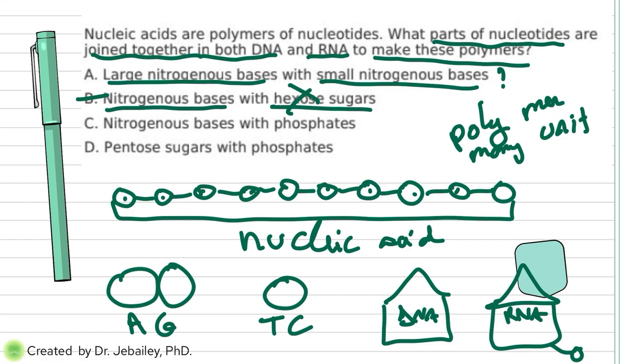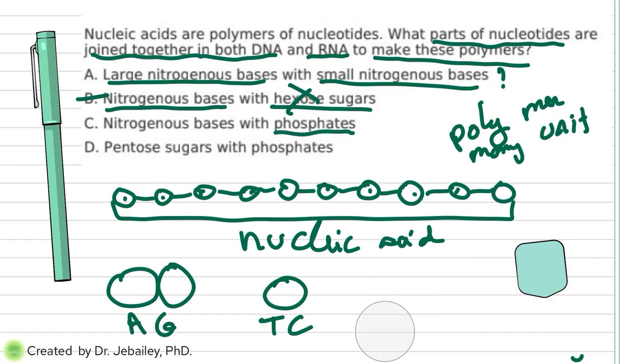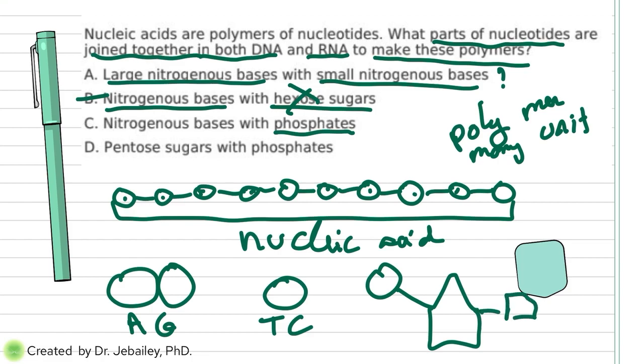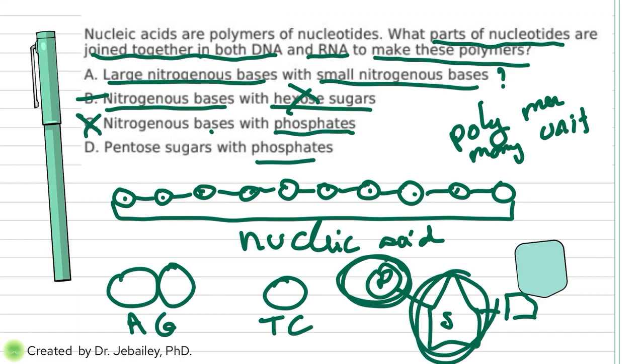Nitrogen bases with phosphates. If you remember how to draw a nucleotide, you will know that the phosphate is attached to the pentose, or to the sugar. It is not attached to the nitrogen base. Here's the phosphate, here's the sugar. So how can you say the nitrogen base is with the phosphates? That's not true. So it cannot be this one. And then it says the pentose sugars with a phosphate. And that is true, right? You have this phosphate right here connected to the pentose sugar. So D would be the right answer.